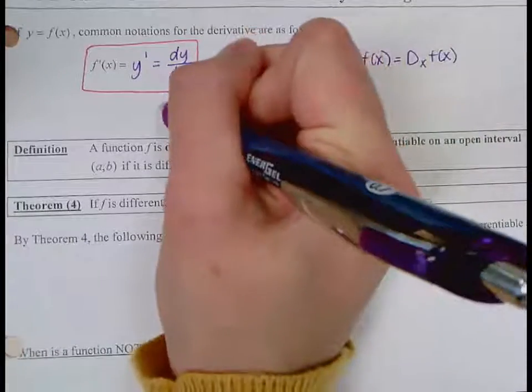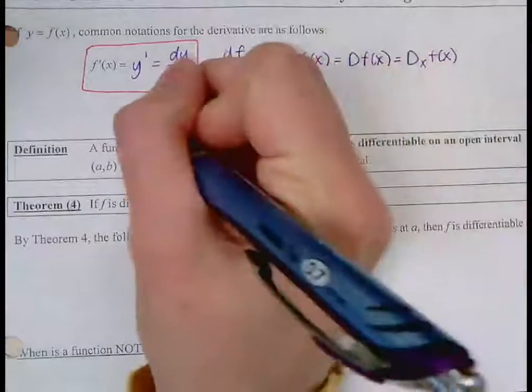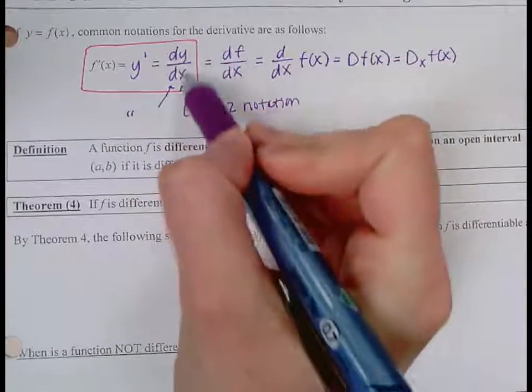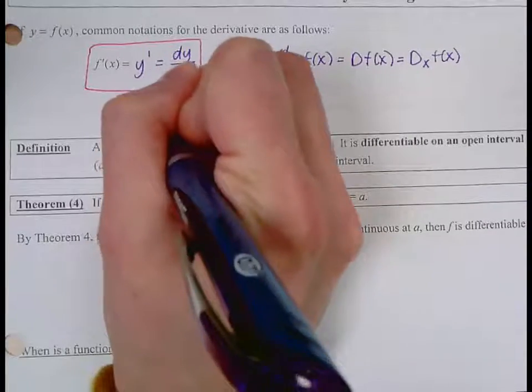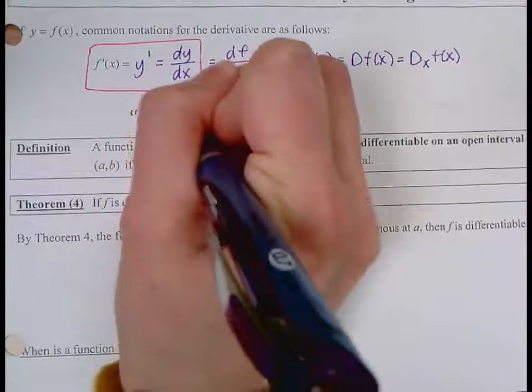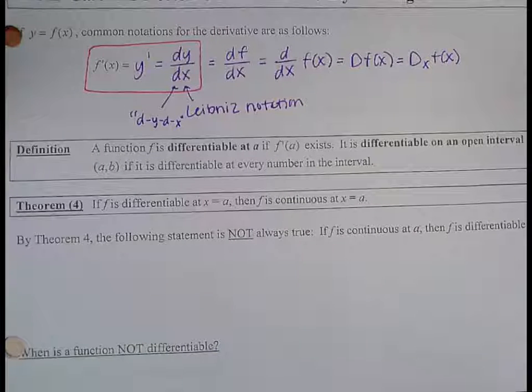And you might also want to make a note. You heard how I said it: dy dx is how that's read, not dy over dx. You just read it as dy dx. But it means the derivative of y with respect to x.